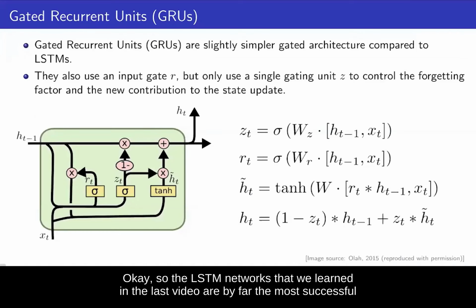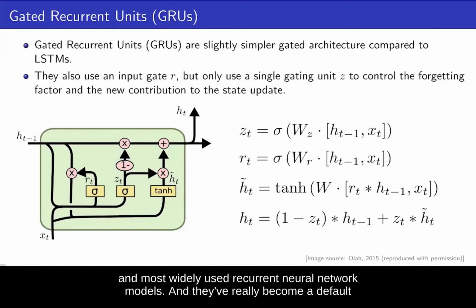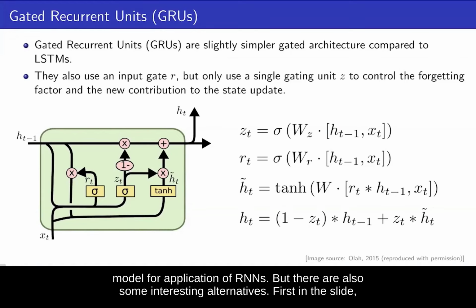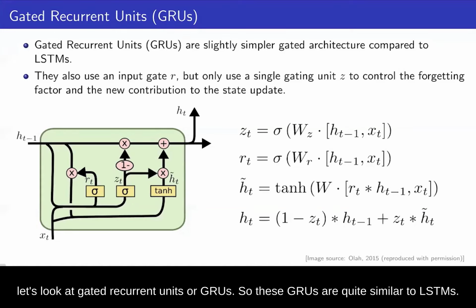Okay, so the LSTM networks that we learned in the last video are by far the most successful and most widely used recurrent neural network models. And they've really become a default model for application of RNNs. But there are also some interesting alternatives. First in the slide, let's look at gated recurrent units or GRUs.